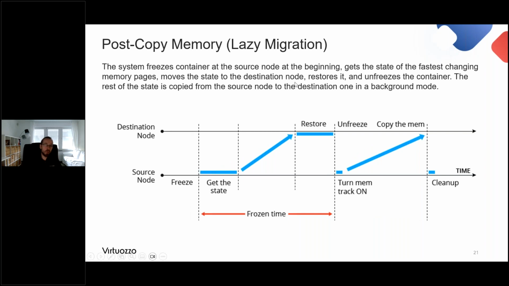And the second one is called post-copy memory, also known as lazy migration. In this case, the system freezes the container at the source node at the beginning, gets the state of the fastest changing memory pages, moves it to the destination node, restores it, and unfreezes it. The rest of the state is then copied from the source to the destination node in background mode.